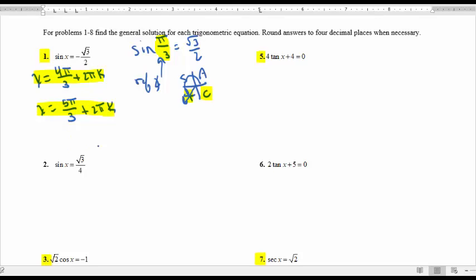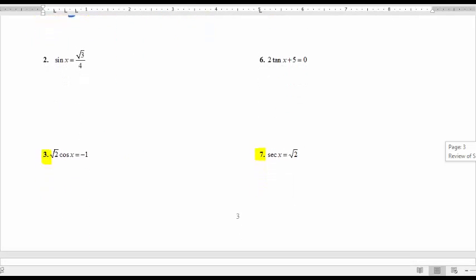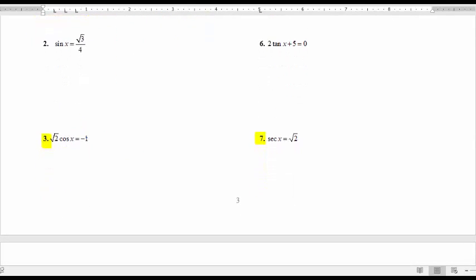All right. And then you're going to get a similar thing with number 3, right? So number 3, you're looking here at cosine of x, right? So you would just divide by the square root of 2. So here you would end up with the cosine of x equals negative 1 over the square root of 2. But you probably remember that negative 1 over the square root of 2, if you rationalize it, becomes negative square root of 2 over 2. And that's probably a more familiar form for you, right?